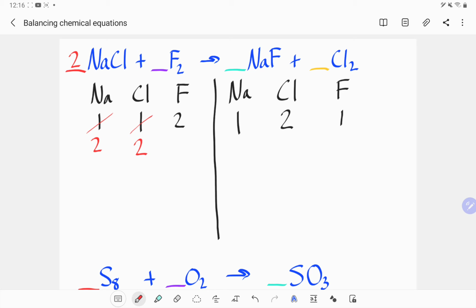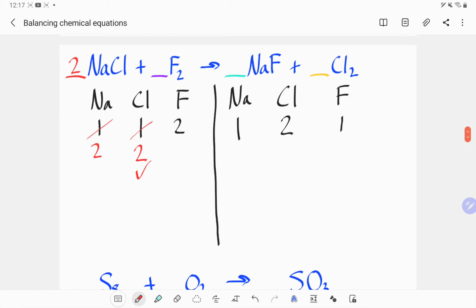I have 2 chlorines now. And the number of fluorines didn't change. It's still 2. All right. Now, comparing left side of the equation to right side of the equation, chlorines are now balanced. But sodiums are no longer balanced, and fluorines were never balanced.